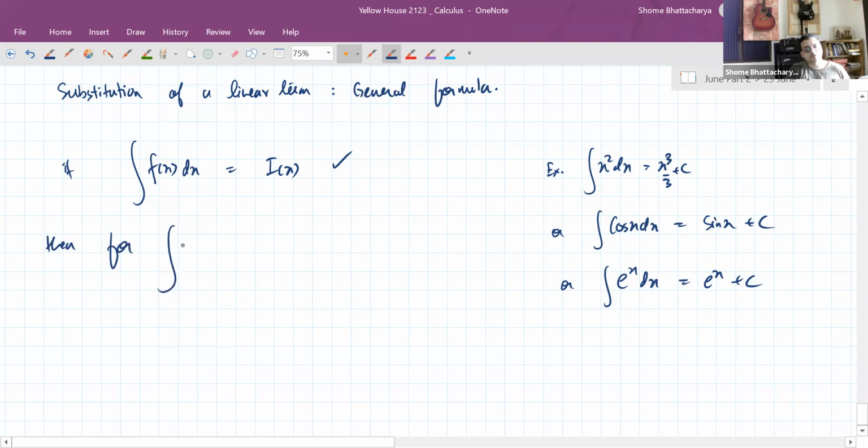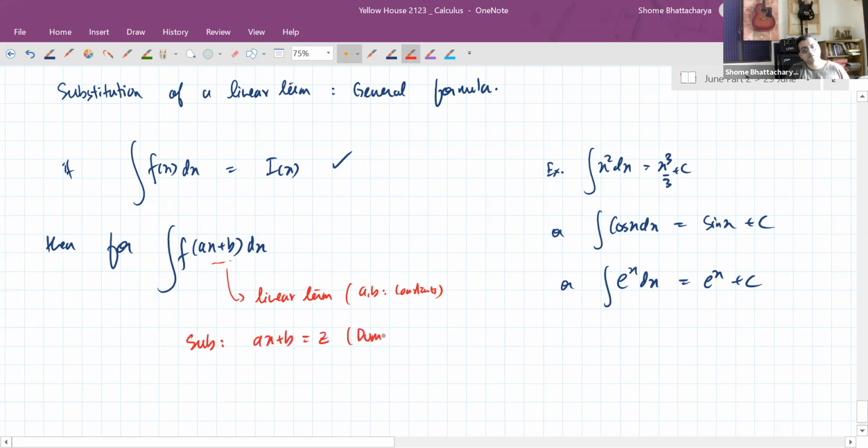for the integration of f of a linear term, okay, so this is a linear term because a and b are constants. What we have to do is substitute that linear term as a dummy variable, z, and then differentiate this term. So dz by dx is the differentiation of ax plus b, which becomes a. That implies that dx is dz divided by a.